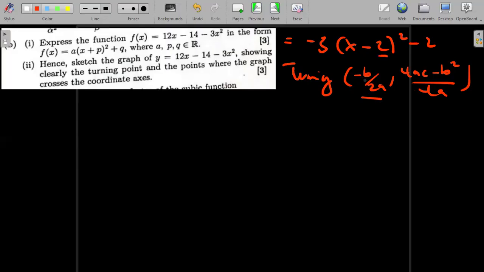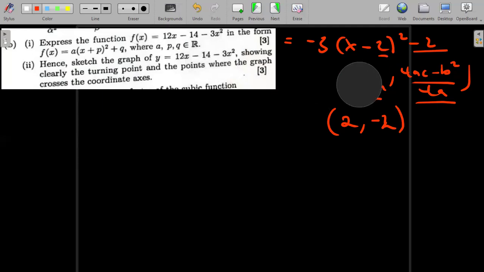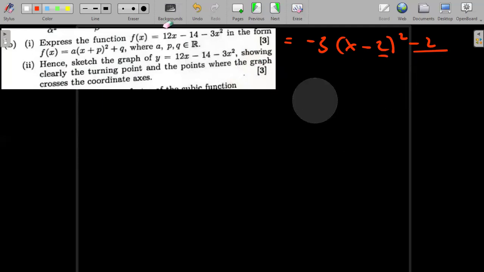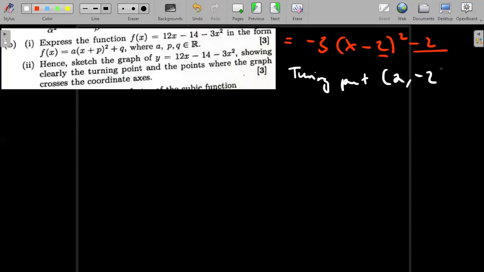And this part here is just this one. So we just have to multiply it by the negative there. So that will give us positive 2. And then the other part is that one. And that just gives you negative 2 there. So this here is your turning point. Turning point is just 2 comma negative 2.